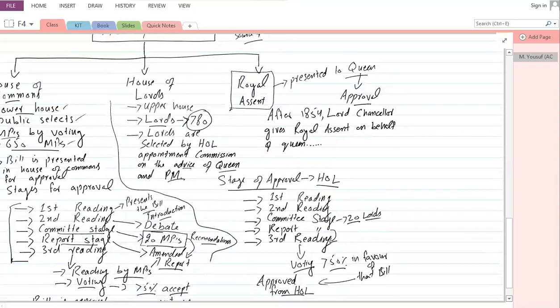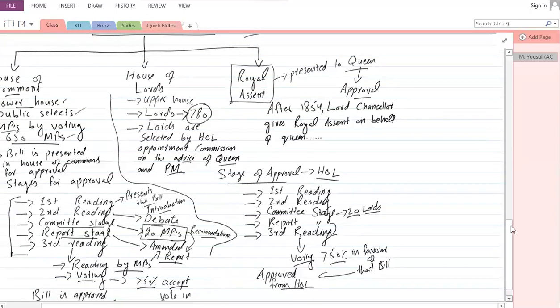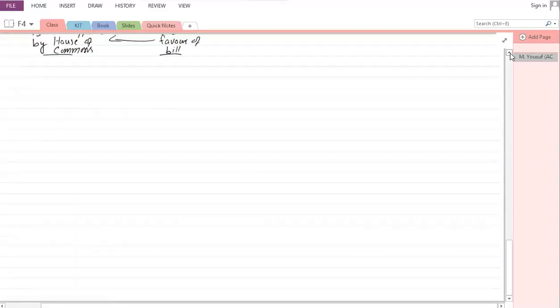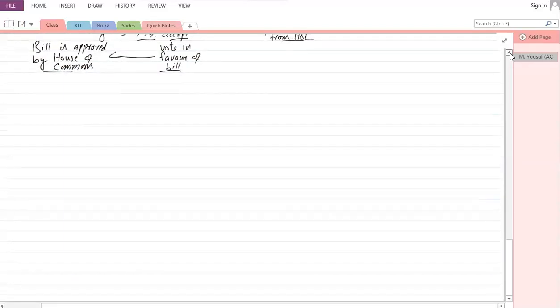The first stage is approval from House of Commons. So these are the stages, and then the House of Lords, and finally royal assent is provided. Further, we need to understand some important points before the closure of class, related to commencement of the act, from when that act starts, and the geographical area on which it applies.